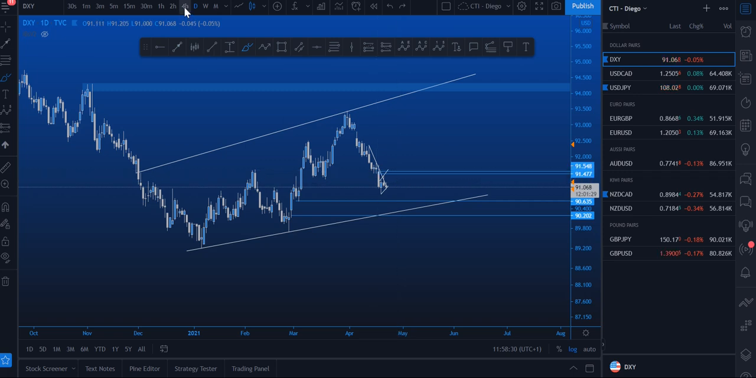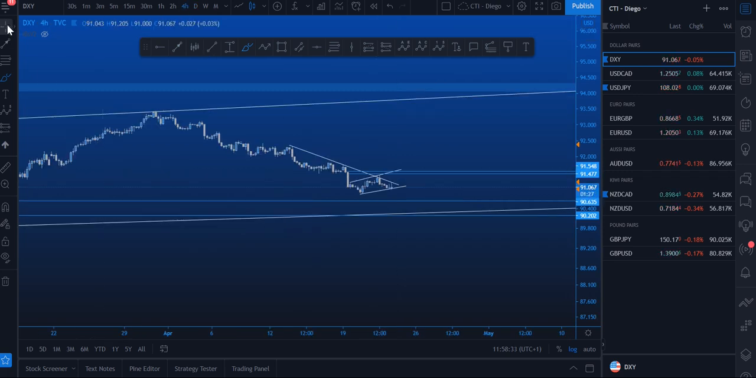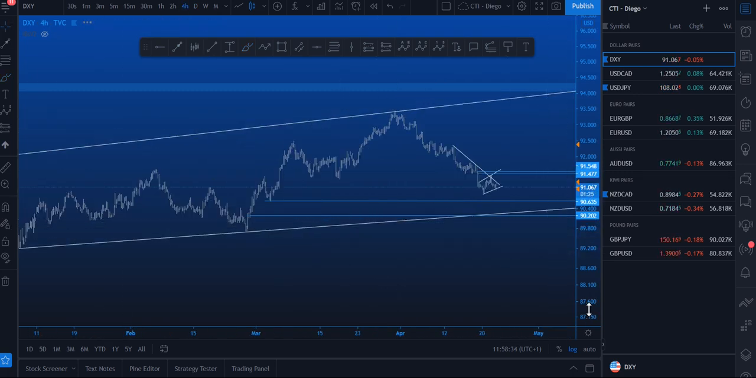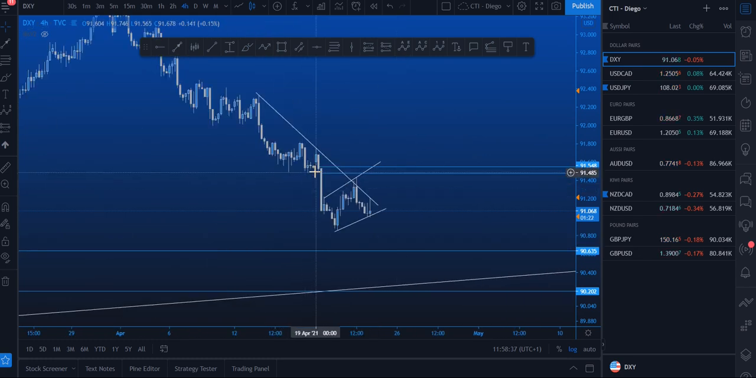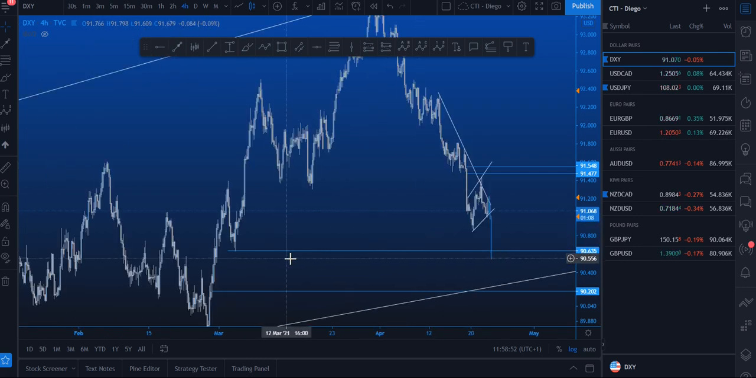The reason being is if we zoom in to the 4-hour time frame, what can we see? We can see there's been strong bearish momentum and a flag correction. So now I'm expecting a continuation of this trend, which should be in confluence with the first level of this support here to the left.